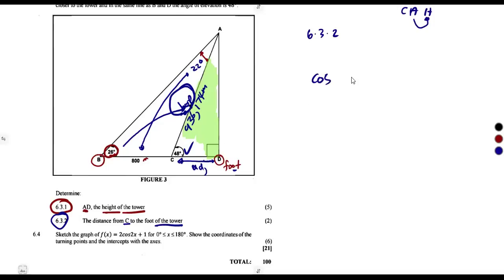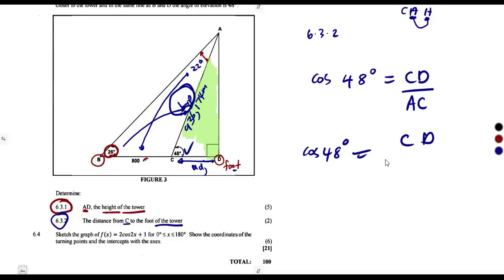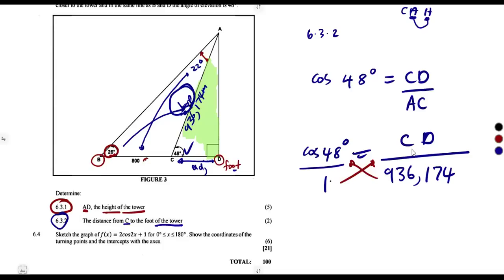So the cos of theta, the cos of the angle 48 degrees is equal to the adjacent, which is CD, from C to the foot of the tower. That's the CD. And what is the hypotenuse? Our hypotenuse is AC, the one that we calculated. So guys, we're simply going to substitute: cos 48 degrees is equal to CD over AC. We calculated AC, 936,174. Cross multiply. This is over 1, so you're going to cross multiply just like that. So that's 1 times CD, which is CD, the product of these.